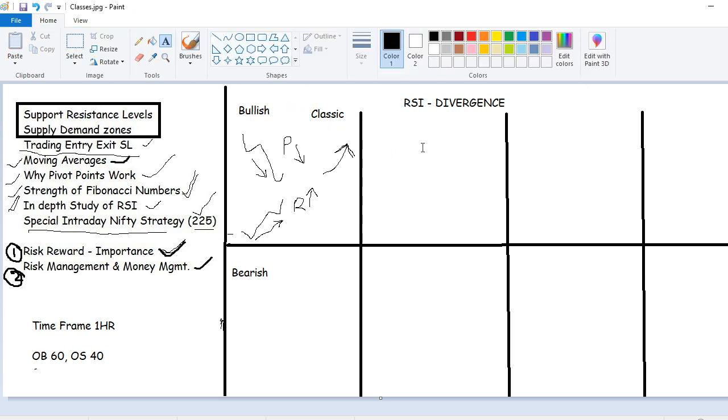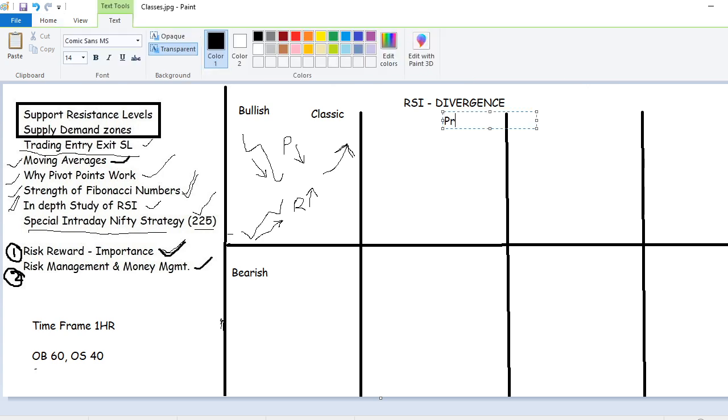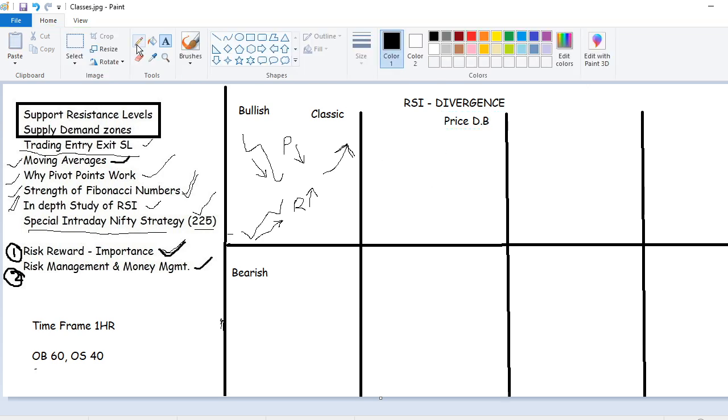Now there is one more thing, which is nothing but price making double bottom. Price double bottom. What does that mean? This is also, we are talking about only bullish reversals here. Okay, what does that mean? The price made a low, it tried to go up, and came to the low again. If you look at this, the price is flat. The price made double bottom.